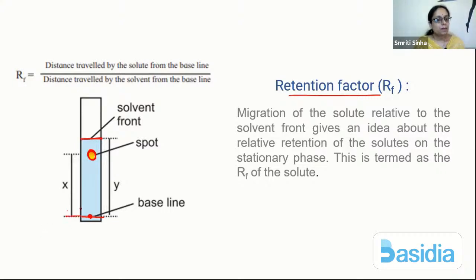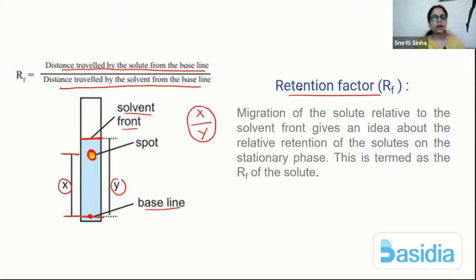The distance between the baseline and the solute front is called x, and the distance between the baseline and the solvent front is called y. Now, the Rf factor means the distance traveled by the solute from the baseline divided by the distance traveled by the solvent from the baseline. That is x divided by y. This is called the Rf factor or retention factor.